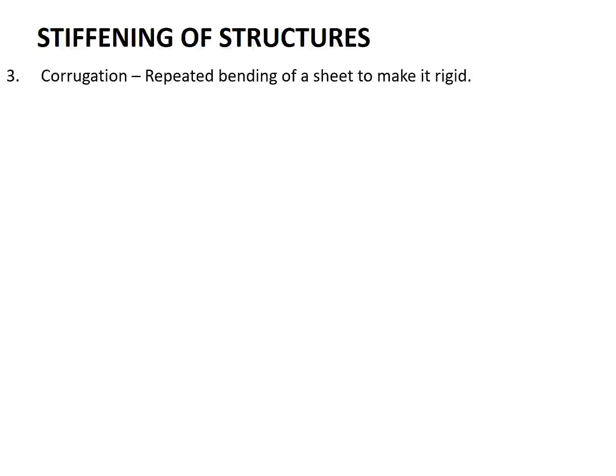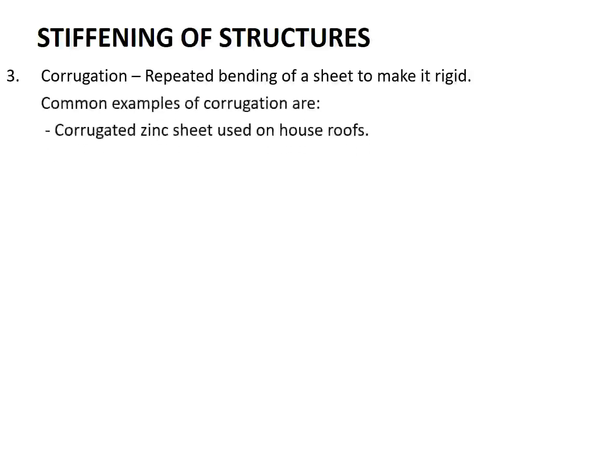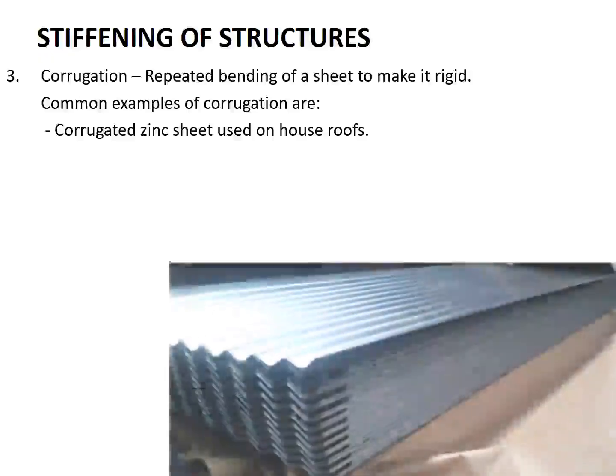The third method of stiffening is corrugation, which is the repeated bending of a sheet to make it rigid. You keep bending it to make it very rigid. And the typical example is the corrugated iron or the corrugated zinc. I think the one that we use most is zinc. I've seen it used in asbestos roofing as well, but the most commonly used one is the corrugated zinc sheet used in house roofs.